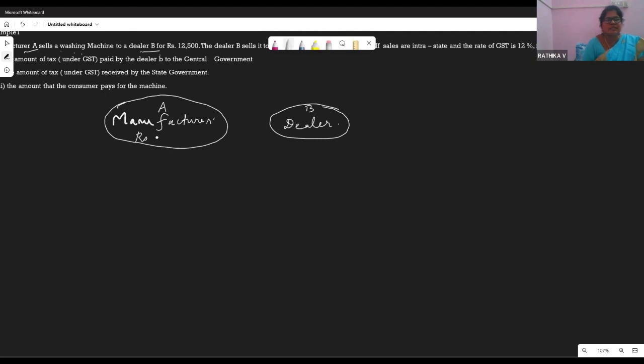He is selling it at the cost of rupees 12,500. And the dealer is selling the same.